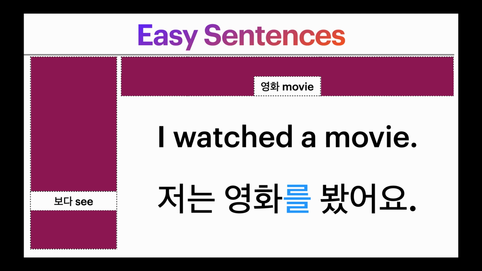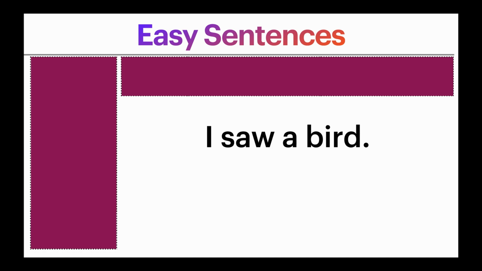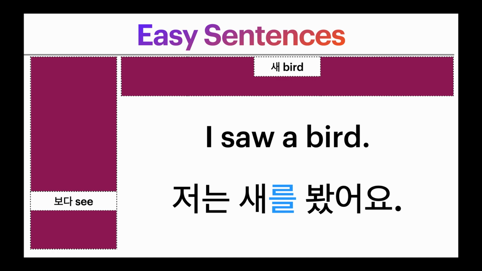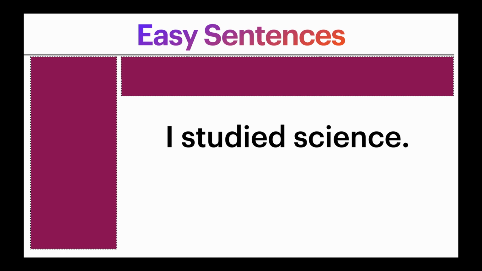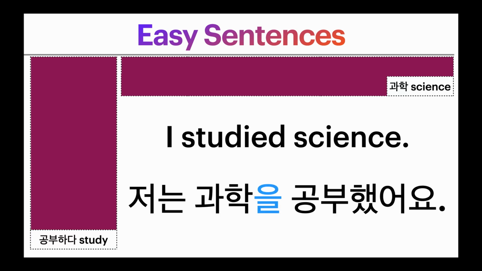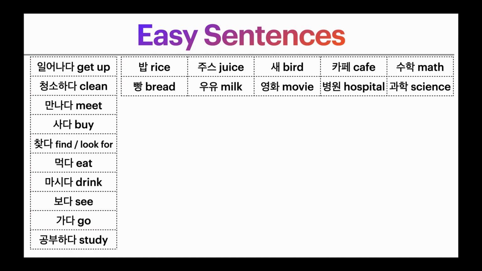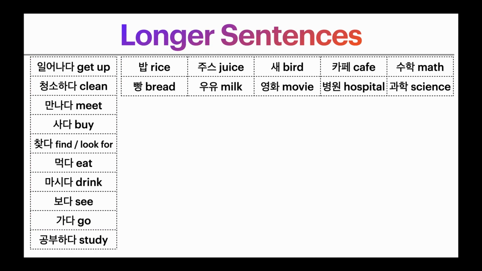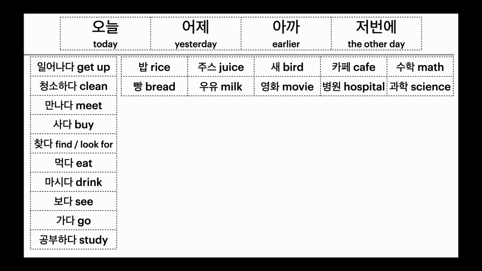I saw a bird. 저는 새를 봤어요. I studied science. 저는 과학을 공부했어요. And now let's go from these easy sentences to some longer sentences by adding our time adverbs. Remember that the order will be first the time, followed by the object, and finally the verb.